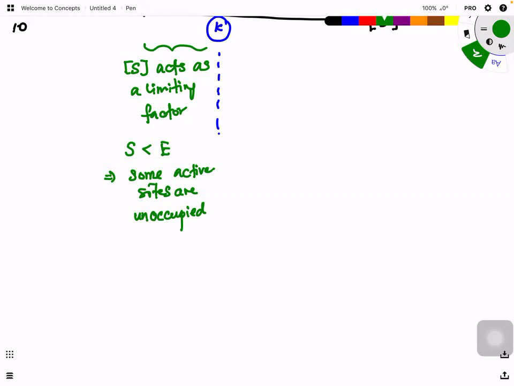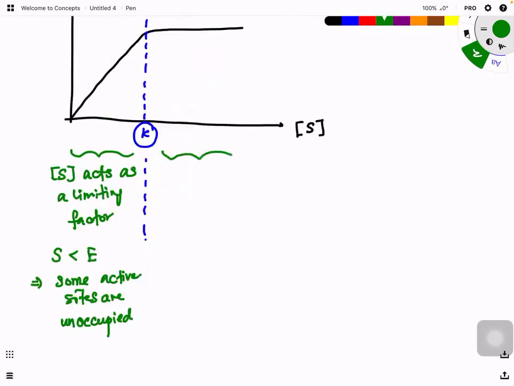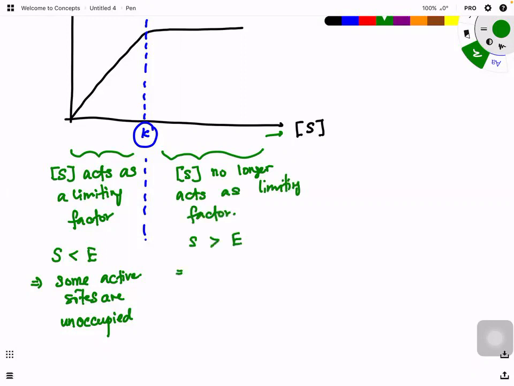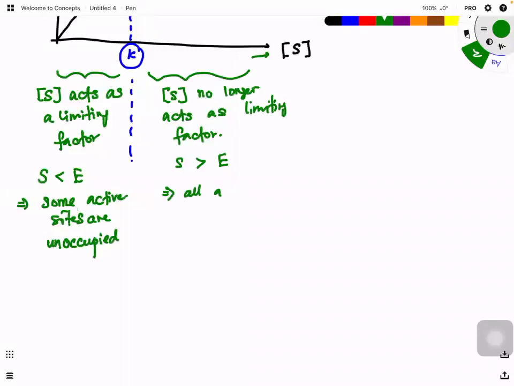Are you clear? But in this part, substrate concentration no longer, because I increase, can you see that I increase the concentration, right? Substrate concentration increases. So substrate concentration no longer acts as a limiting factor. Why? Because I have substrate more than enzyme. So at this moment, I know that all active sites are occupied. All of them occupied already. So it means that my enzyme works at maximum rate now.